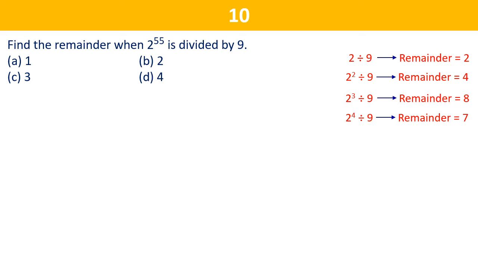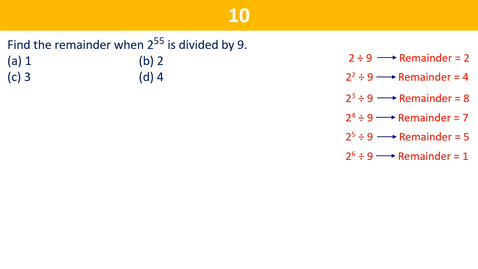We are not getting any useful result right now. So let us take the power of 5, 2 to the power of 5, that is 32 divided by 9. What is the remainder? 32 divided by 9, the remainder obtained is 5. So the next power we will take, that is 2 to the power of 6, that is 64 divided by 9. If we do, the remainder obtained is 1. And yes, this is something useful to us, which will simplify our problem.